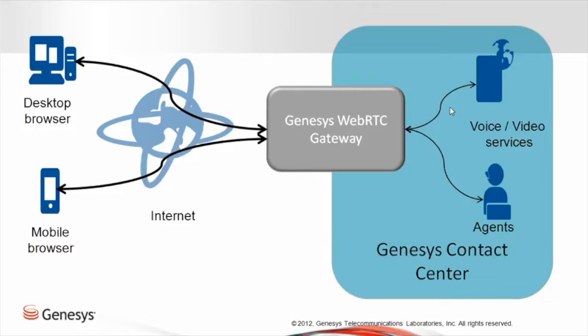So if there is a customer out there that has already deployed SIP, then to allow the customer's consumers the flexibility to use WebRTC for audio or for video or even for data sharing, they just need this gateway to convert that on the contact center side. They do not need any investment if they have already invested in SIP. So I think that is one of the important points.